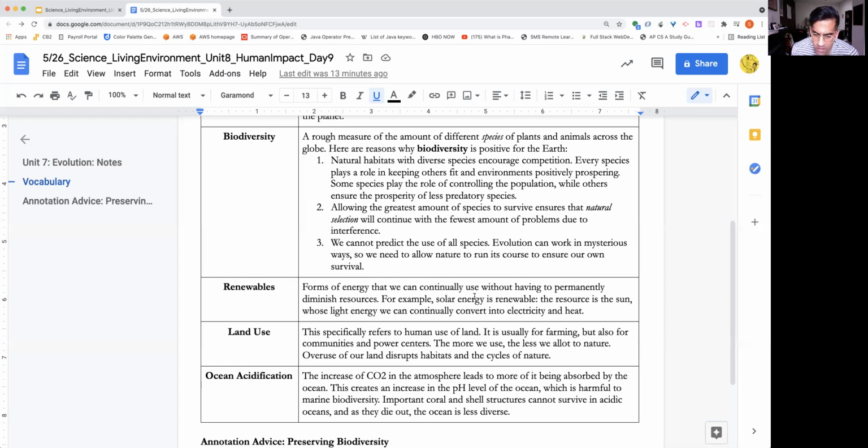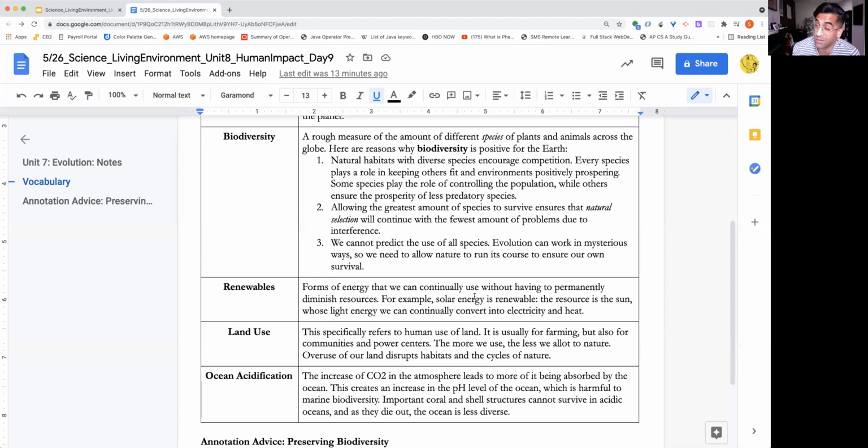Land use is the final thing that I want to talk about that's addressed multiple times in these videos. When we say land use, we're talking about human use of land. It can be used for farming. It can be used to build communities. It can be used to build power centers. The more we use, the less we allot to nature.